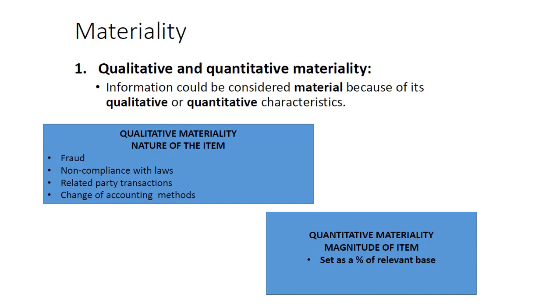Now, quantitative materiality is a simple, basic one. It is a percentage of the relevant base. Determining the relevant base depends on which account you are testing. So, for example, if you want to test expense, you can use sales or profit as your base. If we want to test, let us say, an asset account, then we will use the total asset amount as our base.